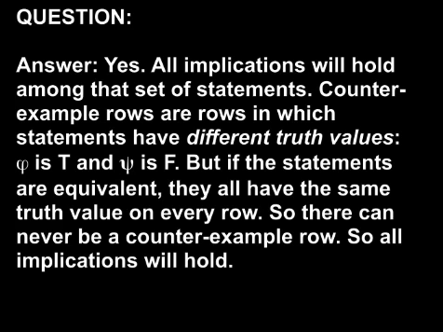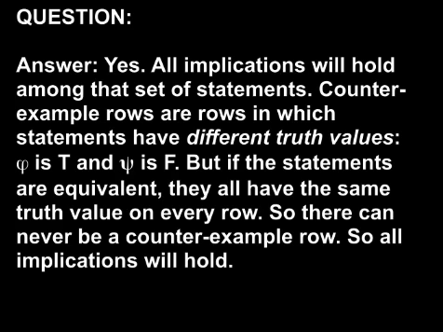A counterexample row, and remember that's what we're looking for to assess equivalence. Those are rows in which statements have different truth values. So for example, phi is true but psi is false. That's what a counterexample row is. It's a row in which there are different truth values, in particular where phi is true and psi is false, or where phi 1 through n are true but psi is false.